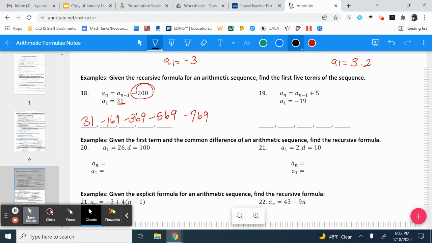As I look at this next one, my first term is negative 19. That goes down. And I'm going to add 5. So negative 14, negative 9, negative 4, positive 1.